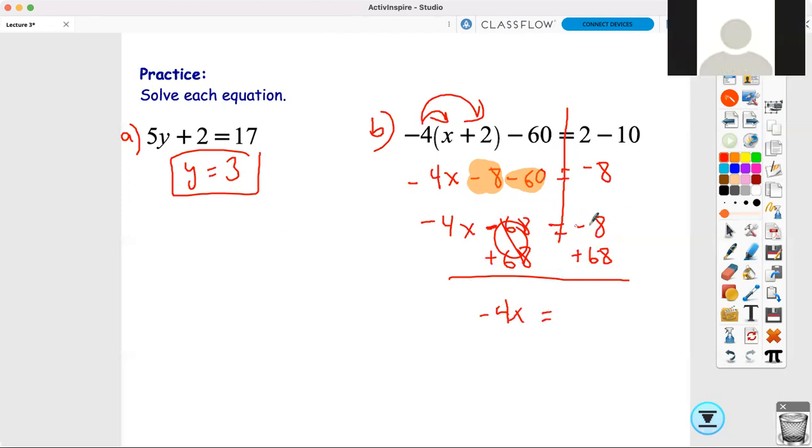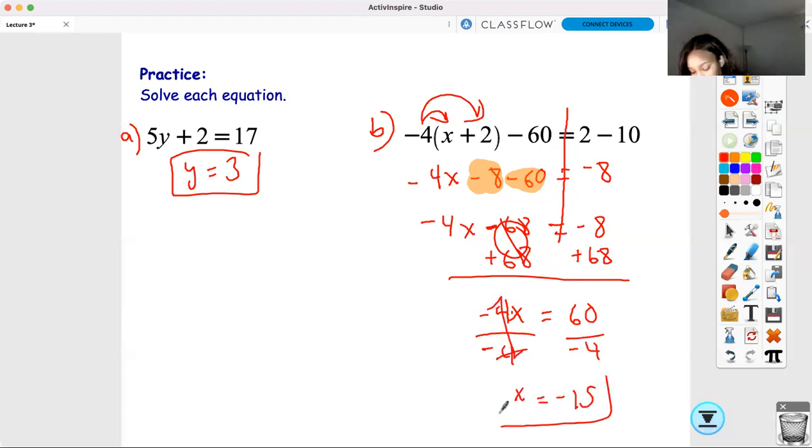And then you owe me $8, but you have 68 in your account. After you send me the 8, how much do you have for yourself? 60. And now to get X alone, how do we move that negative 4? You divide it on both sides. That's correct. And what's 60 divided by negative 4? Positive 15. There you go. Everyone see how it's negative 15? Yes. Excellent, guys. Any questions before we move on, guys?